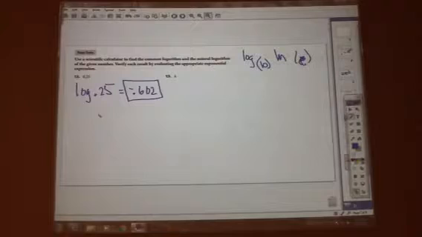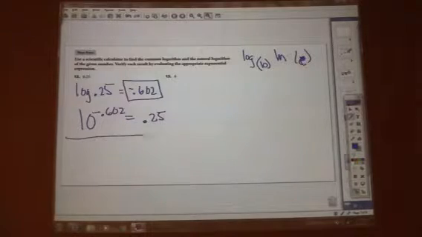Oh yeah, got it. Okay, now to check that, since log is base 10, we would say 10 to the negative 0.602. What is 10 to the negative 0.602? 0.25. Okay, so our answer is right. So we would find the log and check it. It says verify the results.